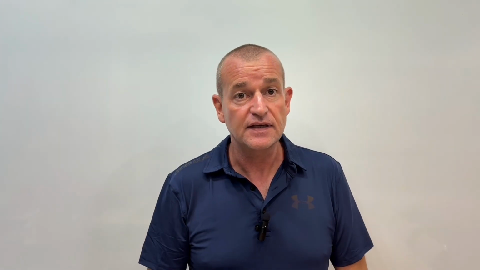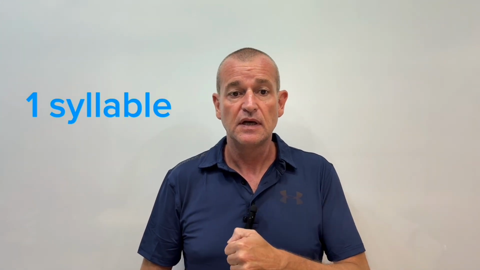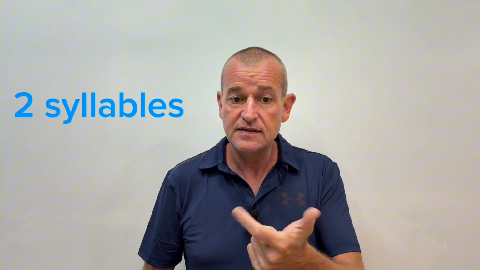Now this adds a syllable, okay? So call, called, 1 syllable. Ask, asked, 1 syllable. Want, wanted, need, needed, decided, 3 syllables. So with the id sound, we add a syllable to the end of the word. I'll talk more about syllables later, okay?